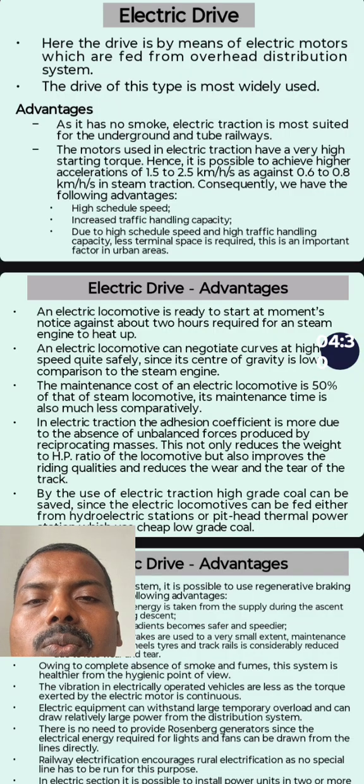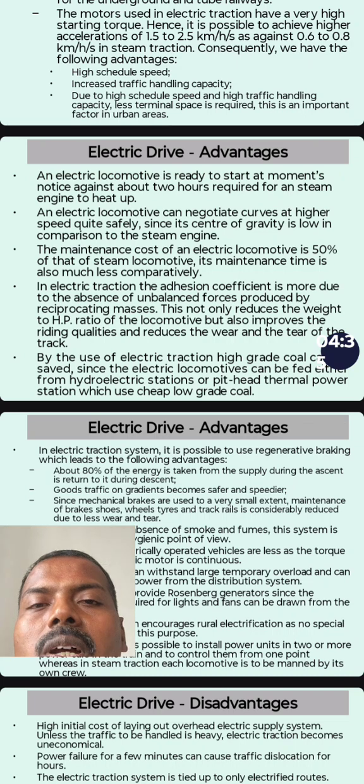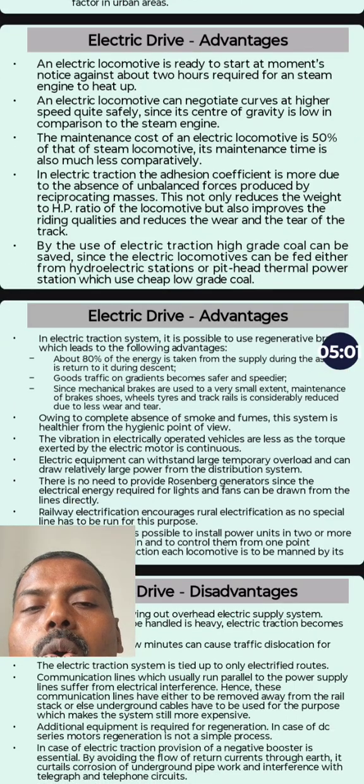Consequently, we have the following main advantages. It has a high scheduled speed and increased traffic handling capacity, and it is ready to start at any moment. Another advantage is that the locomotive can negotiate curves at higher speed quite safely, and the maintenance cost of the locomotive is around 50 percent. Also, high grade coal can be saved, as it is not used for electric traction.